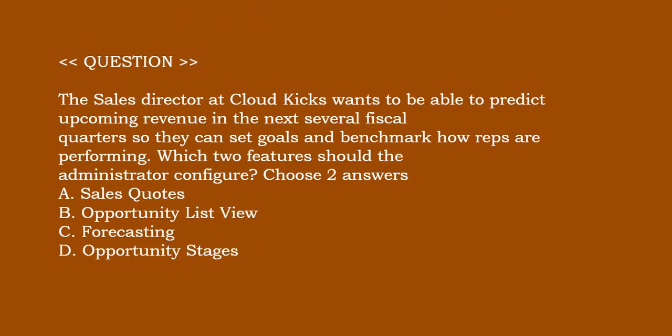Next one. The sales director at CloudKicks wants to be able to predict upcoming revenue in the next several fiscal quarters so that they can set goals and benchmark how reps are performing. Which two features should the administrator configure? Option A, sales quotes. Option B, opportunity list view. Option C is forecasting. Option D is opportunity stages.